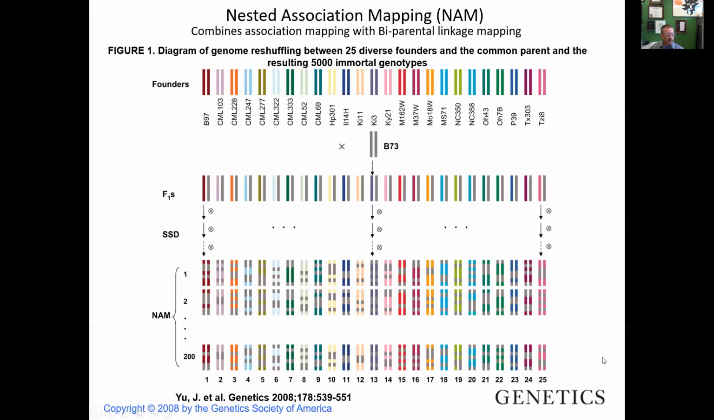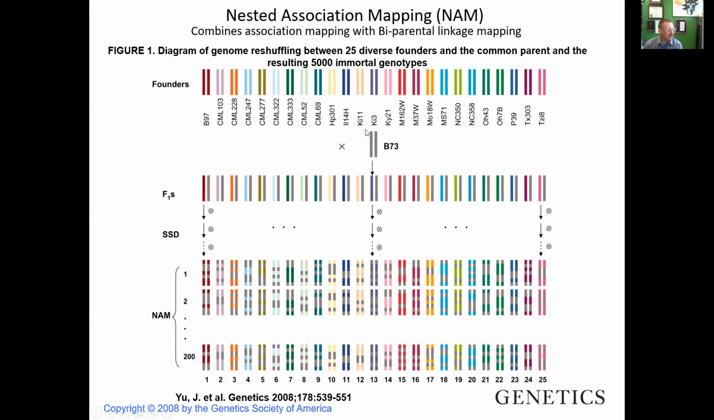I'm going to skip over this, and we can talk real briefly about nested association mapping, because this bridges QTL mapping and GWAS really well. So the nested association mapping population in maize was first developed and published on back in about 2008. And what they did in this case was cross 25 different diverse lines to B73, which is the most famous US maize inbred line. And then they developed 25 different recombinant inbred line populations and used these in combination.